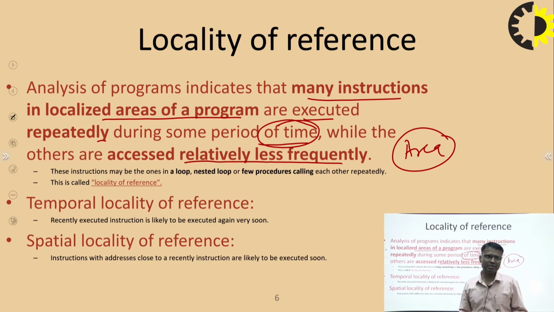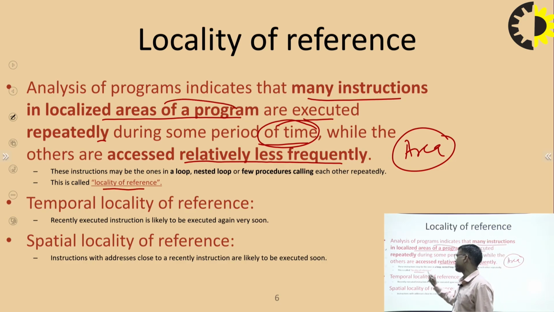That can be easily understood by the program behavior. So these instructions may be like we have seen in the program behavior: there are loops, nested loops, or some procedural calls which are called again and again, like recursion. So the code is recursively called again and again, and a repeated particular area is called. This is called locality of reference.